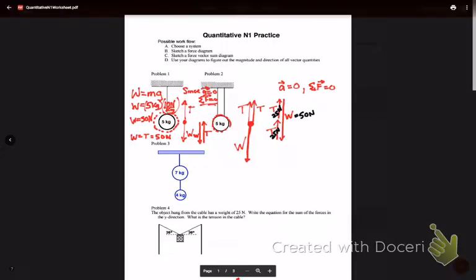Okay, you can see in the diagram that the 2 tensions have to be added together, their magnitudes added together have to equal the weight in this case. So that's problems 1 and 2.